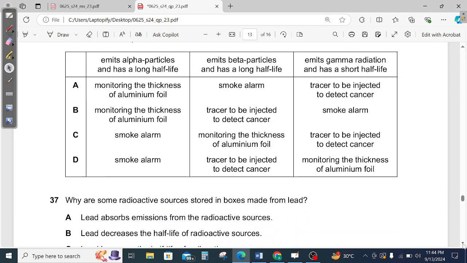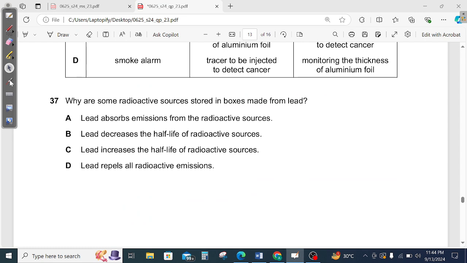Now moving towards the 37th. Why are some radioactive sources stored in boxes made from lead? Yes, the waste of radioactive materials is enclosed in a lead chamber, because lead has the ability to absorb the radiation emitted by the radioactive source. So look at the options. The first option is the correct answer. It has mentioned that, as I have told you.